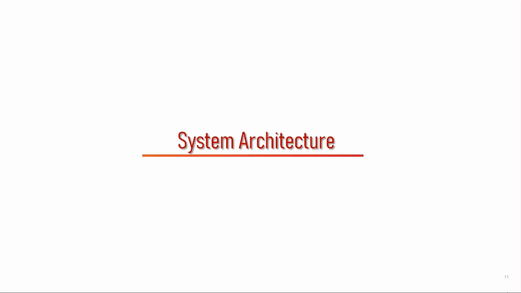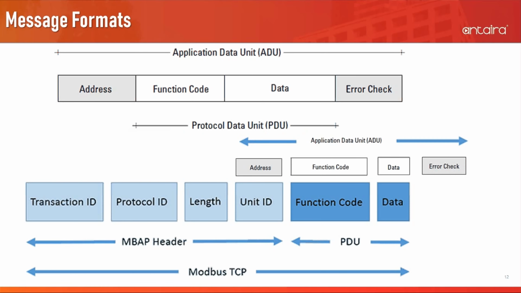Next, we will move on to the system architecture. There are two types of Modbus message formats. If Modbus is deployed over serial, then the ADU format will be used. The ADU format encapsulates a PDU unit by adding additional fields such as address and error check. If Modbus is deployed over Ethernet, the Modbus application header is added to the front of each PDU.